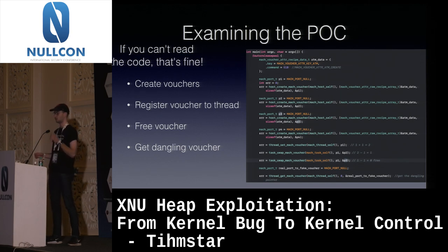Basically, we have 4 primitives which this POC gives us. We can create vouchers, like allocate them. We can register a voucher to a thread. We can free a voucher by using this bug to decrement a reference, since it uses reference counting internally. And we can somehow access the dangling voucher. This is all we need to get started.